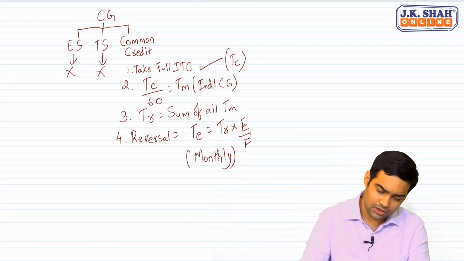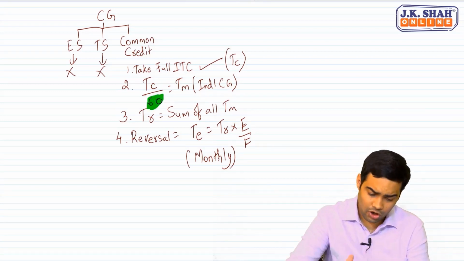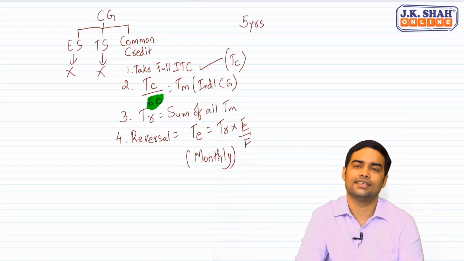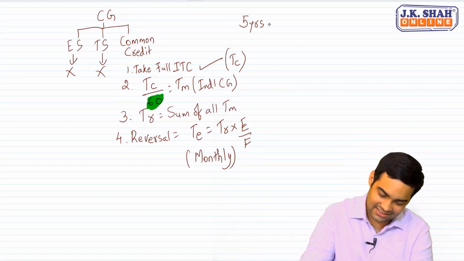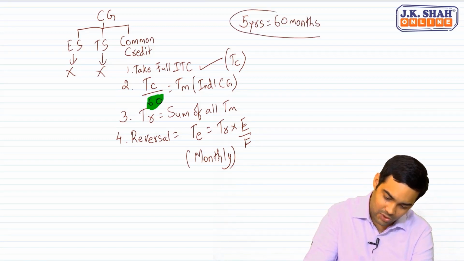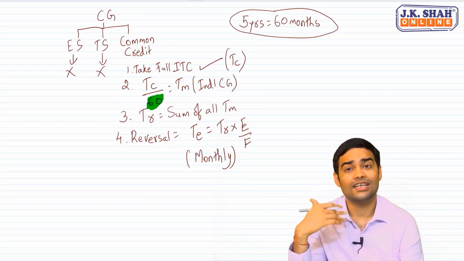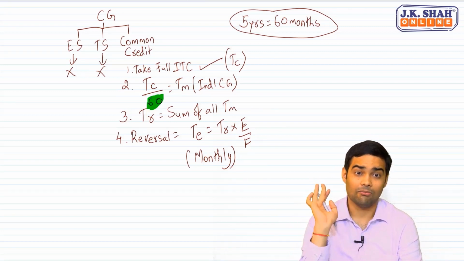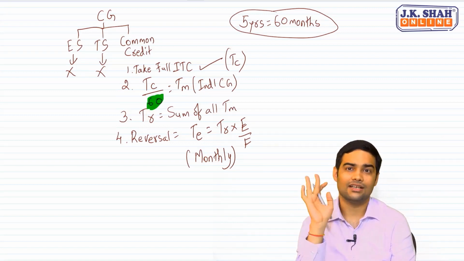Now one question would come, which is, how did we get this 60? Simple. Life of all capital goods in indirect taxes is considered to be 5 years. And 5 years is nothing but 60 months. So you continue your reversal for 60 months. Sir, in between if I sell the capital goods, or if there is a change in usage, that will also come. First you have understood this common credit. First you take full ITC, divide by 60, do the reversal.